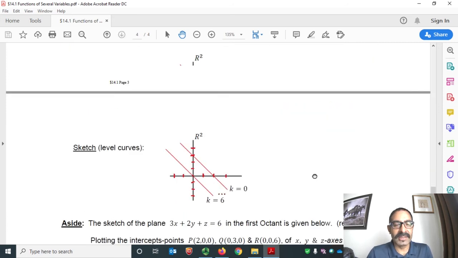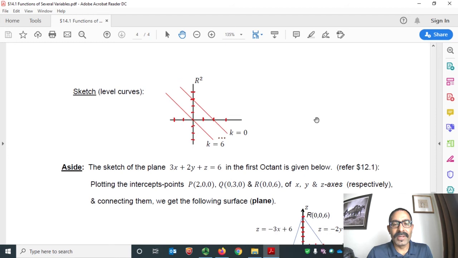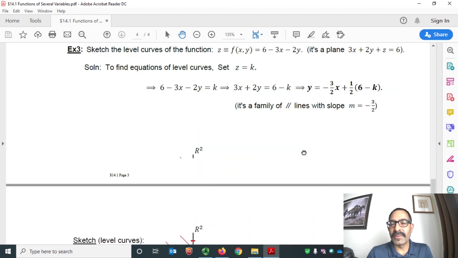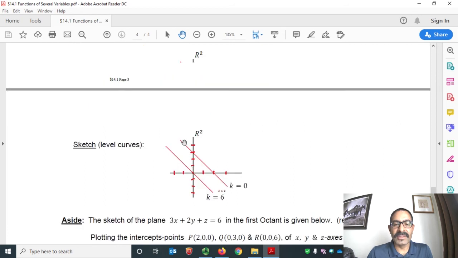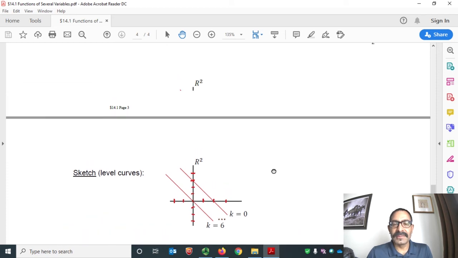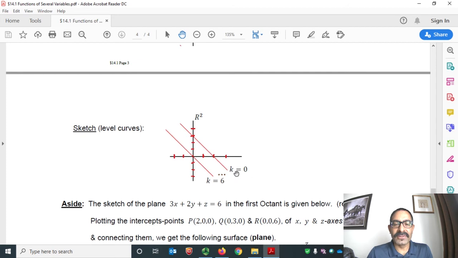And the sketch is here. Let's see what happens when k is 0. When k is 0, 6 over 2 is 3. The slope is minus 3/2, so it's a decreasing line. So the 3 and then the 2. That means k equals 0 corresponds to this line.